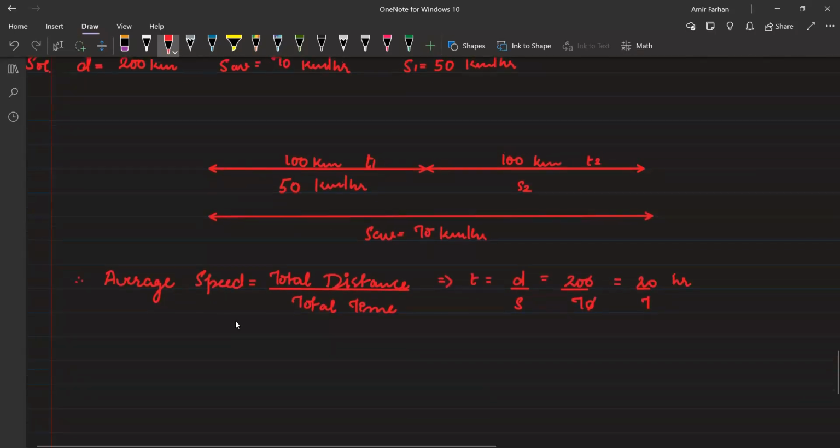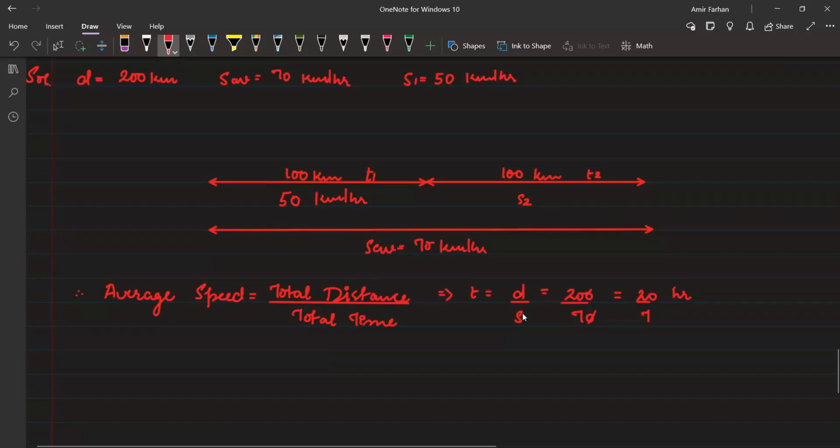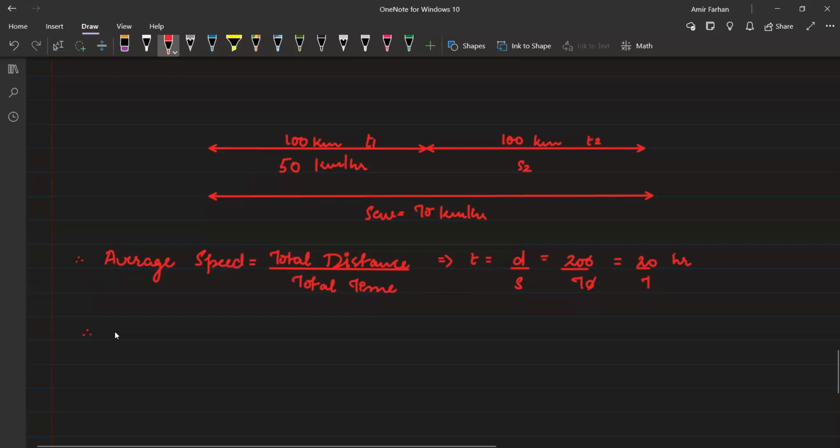Now you can see t1 will be calculated in the same manner, because speed and distance are given for this journey. So s1 will be equal to d1 by t1. I need t1; s1 is already there, d1 is already there, so t1 will be equal to d1 by s1. d1 is nothing but 100, s1 is 50, so this will cancel and it is coming out to be 2 hour.